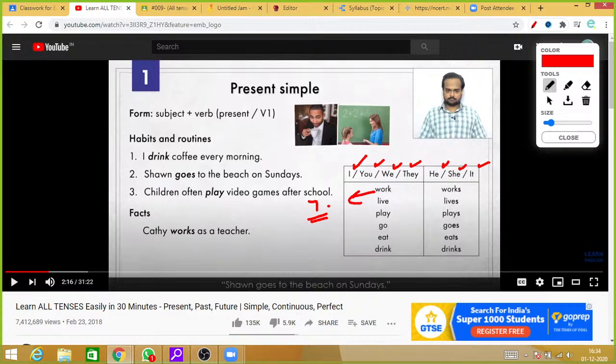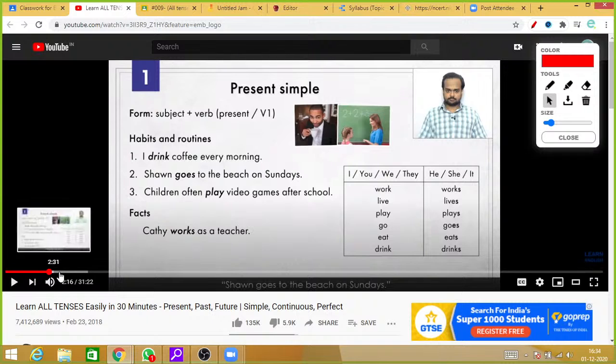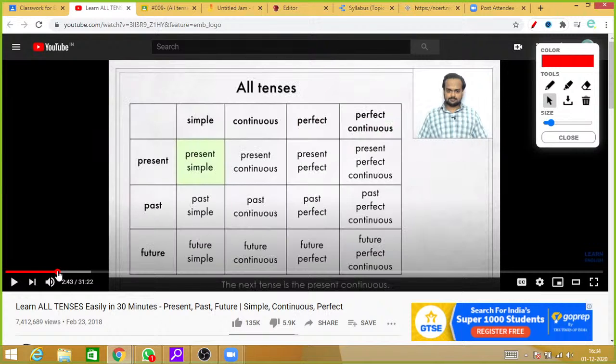Yes, Ganesh? Okay, so just these words: work, live, play, go, eat, drink. Then the forms that it will change: works, lives, plays, goes, eats, drinks with he, she and it. Just make these sentences for me for simple present tense. So we'll now move ahead and see what else we have to learn. So this is simple present tense.